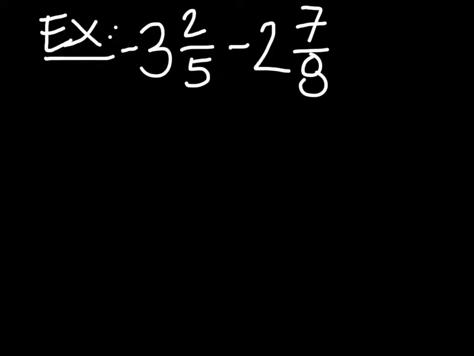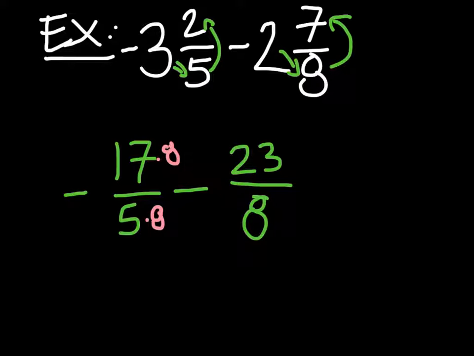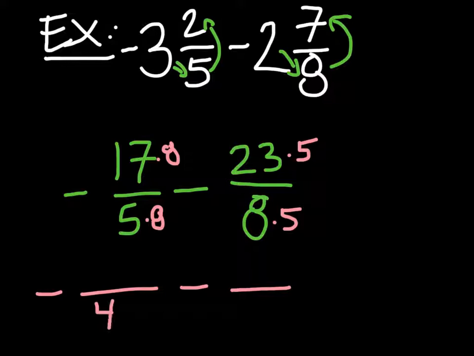So like this one, we've got negative, and 3 times 5 is 15 plus 2, negative 17/5. Minus 2 times 8, 16 plus 7, 23/8. Now notice, we don't have common denominators again, and this is likely to occur often in the homework, so multiply this by 8 and this one by 5. So what's my common denominator going to be for both of these? 40, right? 8 times 5 and 5 times 8 is 40.